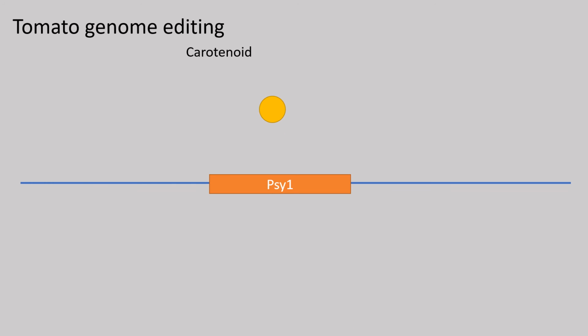Tomatoes are one of the fruit-producing crops that have been the most frequently modified with genome editing so far. For instance, an enzyme produced by the gene PSY1 is responsible for producing the red color of tomatoes by converting orange carotenoids into red pigments. This gene was disabled using CRISPR genome editing, resulting in the accumulation of carotenoid pigments in the tomato fruit and orange-colored tomatoes, which are in high demand in the Asian market.